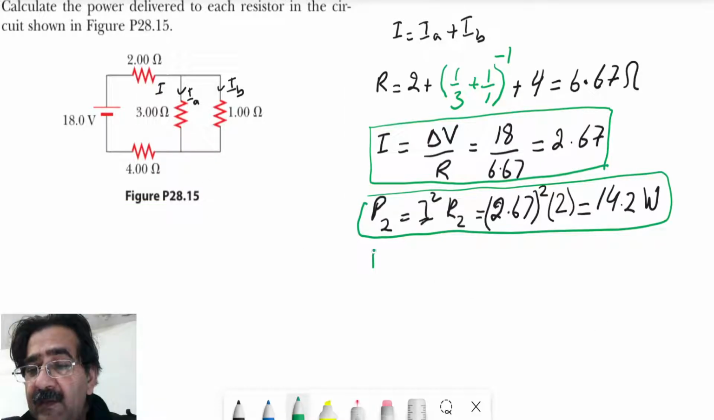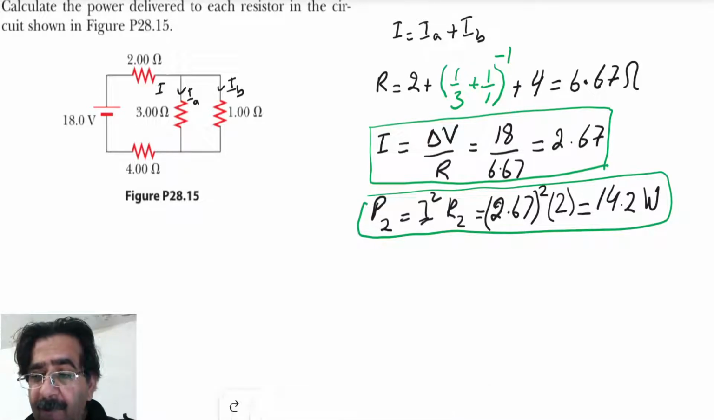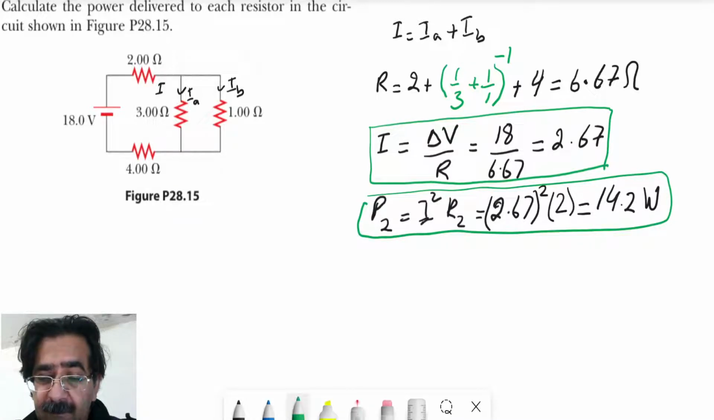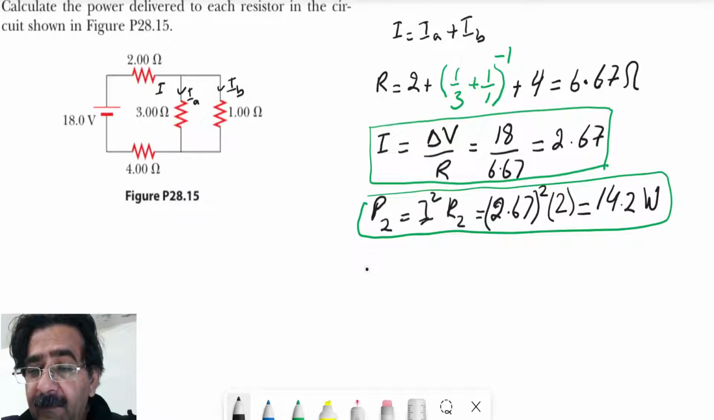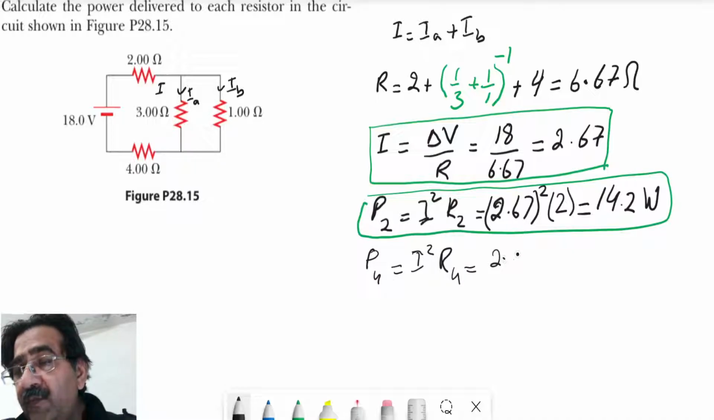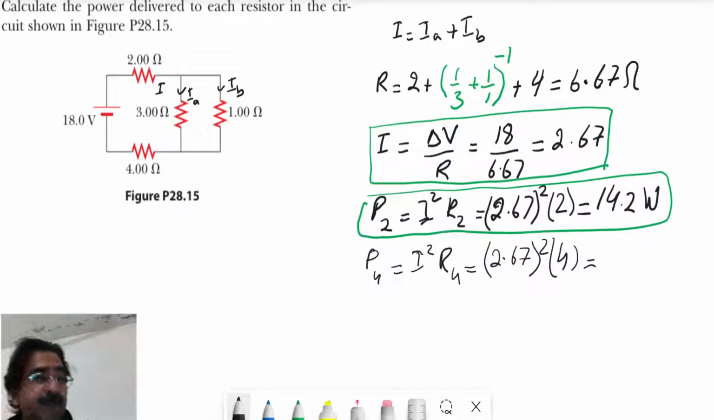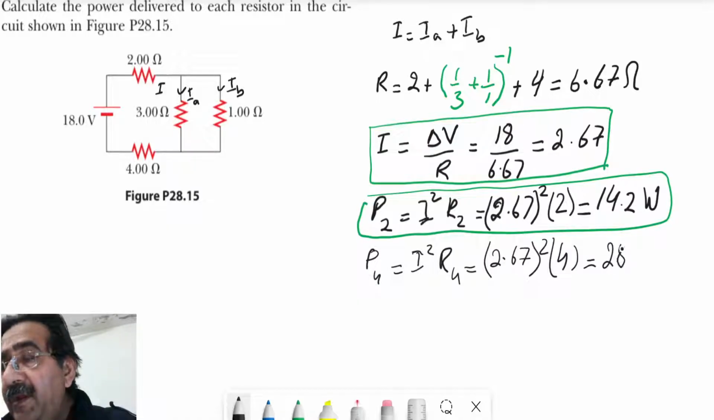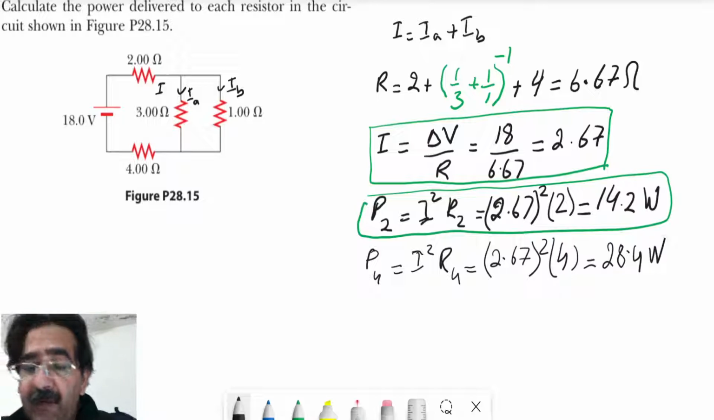Similarly, the power delivered to resistance 4 will be I square R4, which is 2.67 squared times 4, and by calculating this, that will be 28.4 watts.